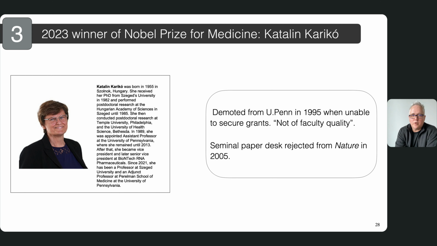This week in October, there are going to be the announcements of the Nobel Prizes in various subjects. Last year, the Nobel Prize for Medicine went to a professor from the University of Pennsylvania, Katalin Karikó. She was demoted at the University of Pennsylvania back in 1995 because she was, quote unquote, not of faculty quality. Her paper, which ended up helping create a new subfield, was desk rejected from one of the top journals back in 2005.